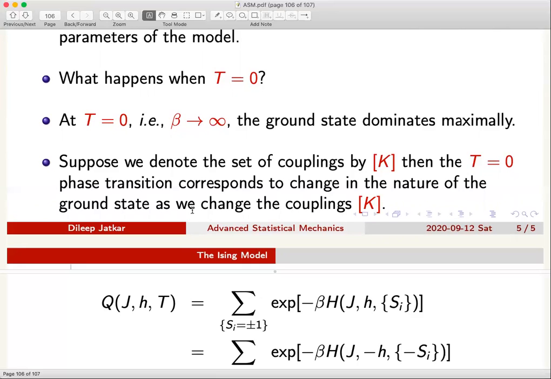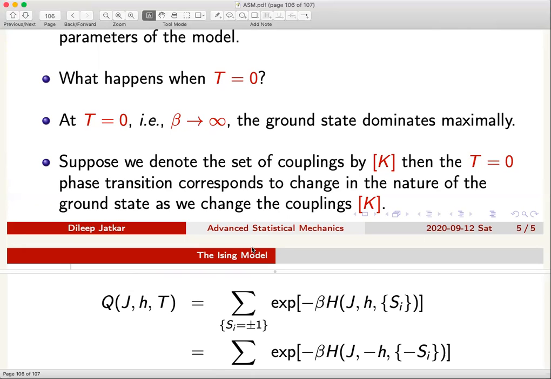So the argument is basically this: if you set the temperature T to 0, that means beta goes to infinity, and in that case none of this really makes sense, because you have e to the minus infinity, which looks like 0. We want to ask what happens to the system in that limit, and how we describe the ground state of the system.